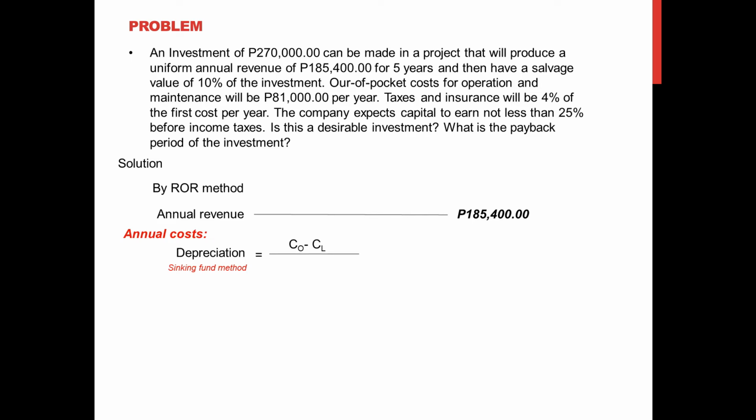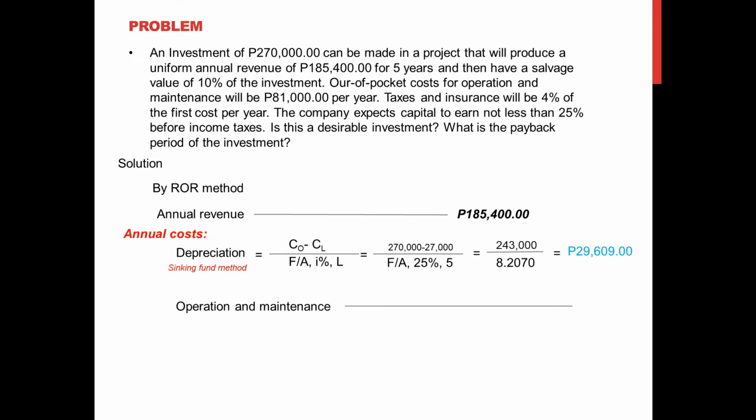The depreciation is done by the sinking fund method. So this is equal to CO minus CL divided by finding F given A at i% at the useful life L. 270,000 is the original cost. The salvage value is set to be 10% of this 270,000, so that will be equal to 27,000. We divide that by the notation finding F given A, 25% at 5. The numerator difference is 243,000, divided by the result from that notation, 8.2070. So that will be equal to 29,609 pesos. This will be the calculated depreciation for that project.